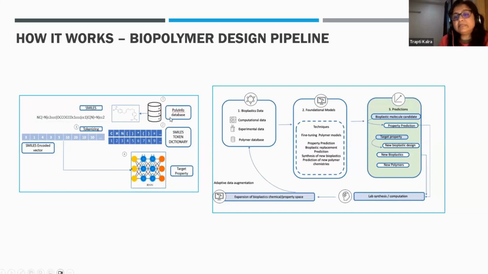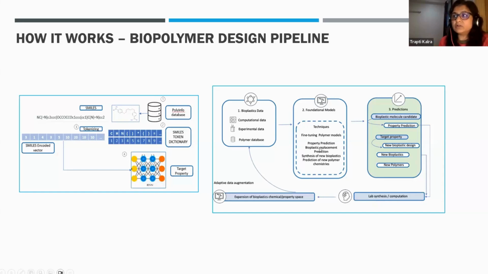Now, how do we really build these data sets? If you look at the big picture, you could use computational data from past experiments and simulations done, experimental data and databases which are already available, to come up with a data set on which you can train a foundational model. Now, there are different techniques. One could be you take an existing model and fine tune it with your data set so that it becomes more refined to work with certain kinds of molecular structures.